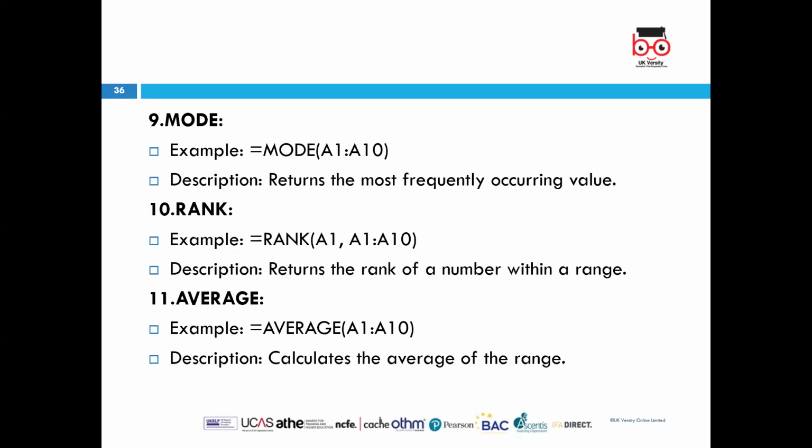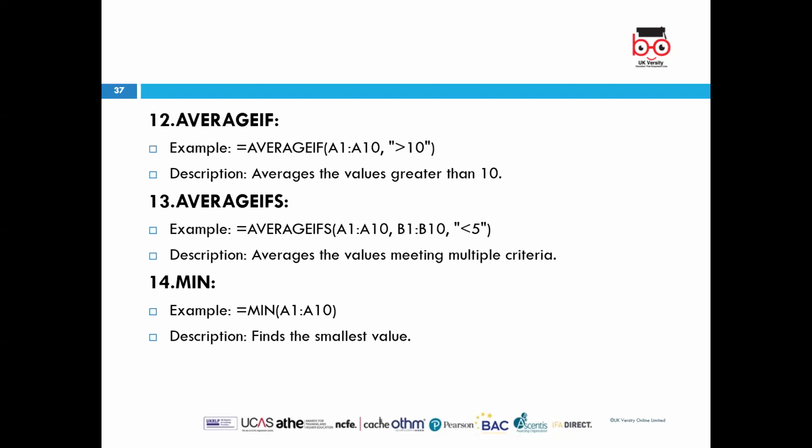MODE will now return the most frequently occurring value. RANK will return the rank of a number within a range. AVERAGE will now calculate the average of a range. AVERAGEIF will now calculate the average of values greater than 10. AVERAGEIFS will look at the average of values meeting multiple criteria.